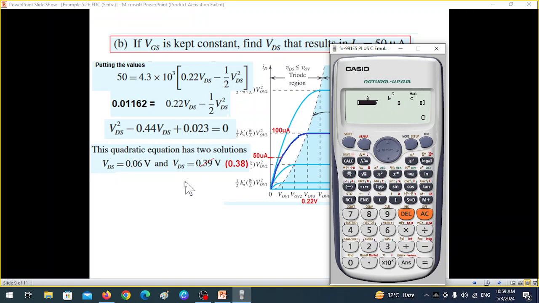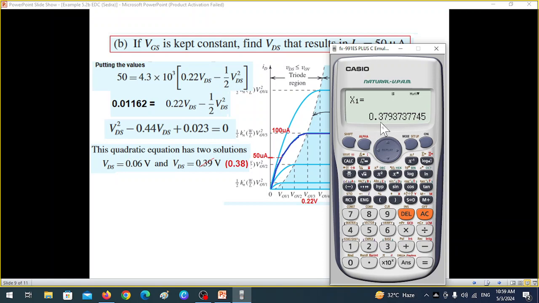A, B, and C. So you know the quadratic equation is ax square minus bx plus c. So A is 1 here, so we'll put in 1 equal sign. Then for B it is minus 0.44, so minus 0.44 equal, and then C is 0.023. So we've entered all the values. Now we need to find the two values of x. So this is the first value, 0.379.